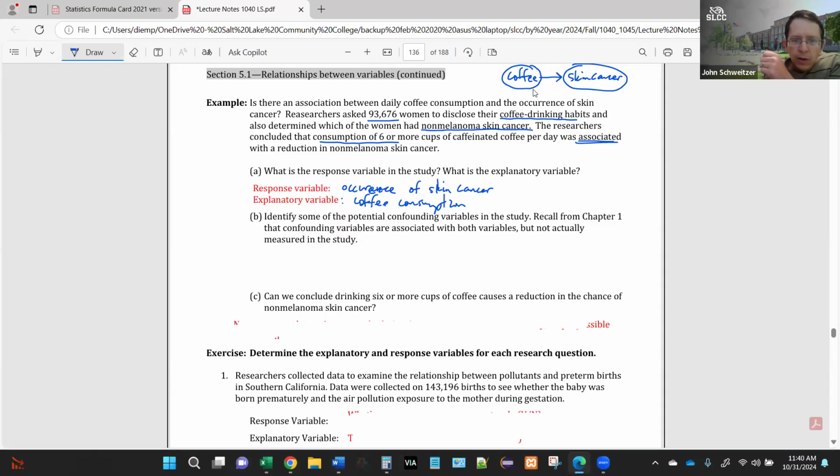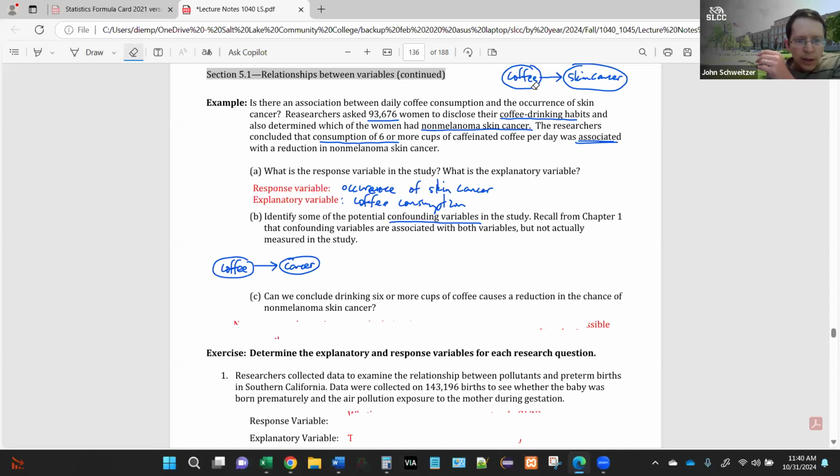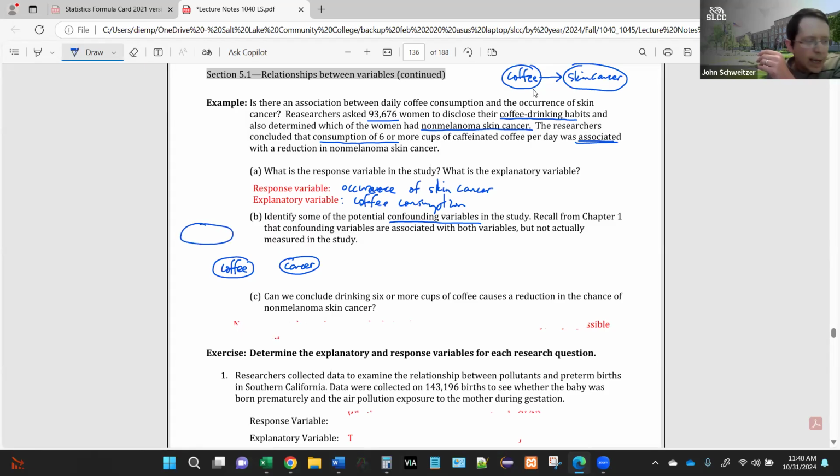Well, it's because of these things called confounding variables. Okay, and it is something we touched on way back in chapter 1. So the picture I like to draw is we've got our coffee drinking, and we have skin cancer. Okay, and if we're not careful, we might say, well, coffee is causing a change in the cancer incidence rates. But really, what could be happening, we don't know, but what could be happening is we might have another variable that's causing both coffee and cancer to change.